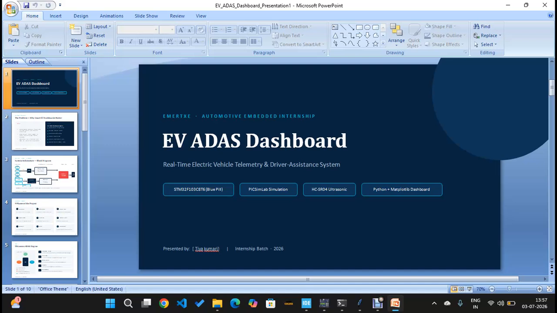The dashboard shows all the data from the hardware sensors which I have used, a potentiometer and an ultrasonic sensor. I will tell you about that later, and then we show all this data in the Python dashboard. In short, I have used Blue Pill boards, Proteus Lab for simulating our data, ultrasonic sensors, and Python. The library which I have used to show the dashboard is matplotlib.